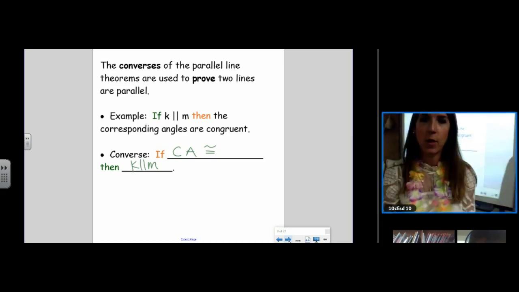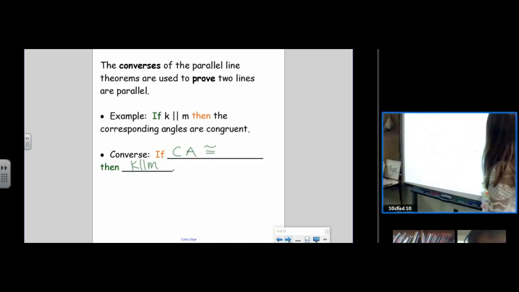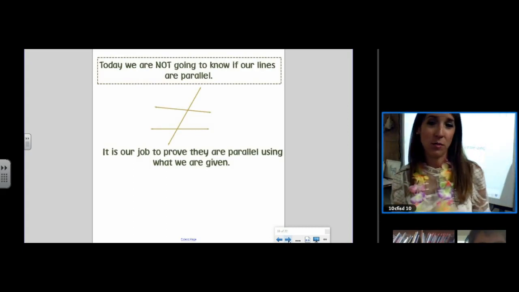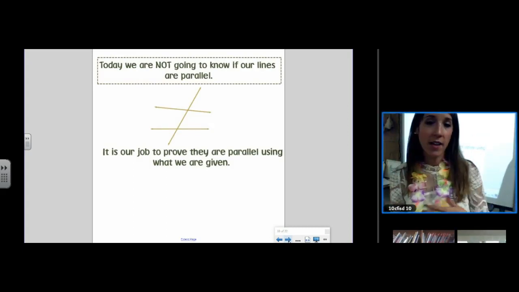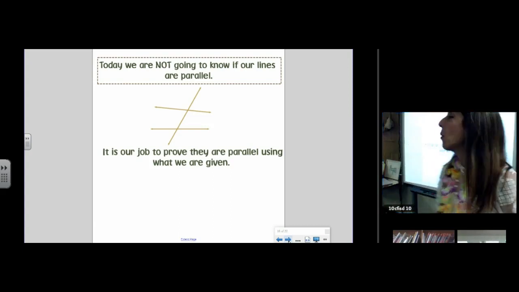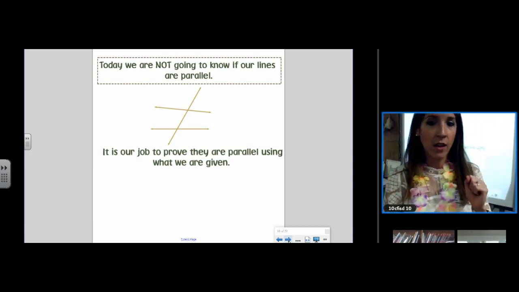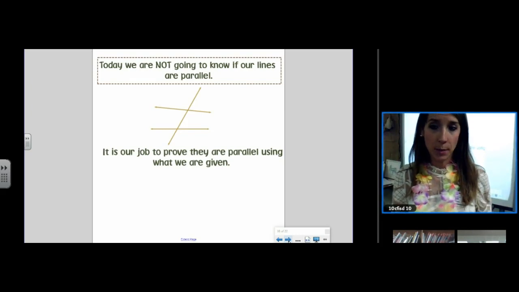So the difference of what we're doing today is we are not going to assume our lines are parallel. The jury's out. I don't know, these lines might be parallel, they might not be parallel. But we're going to decide if they're parallel based off of the angle relationships we learned about.